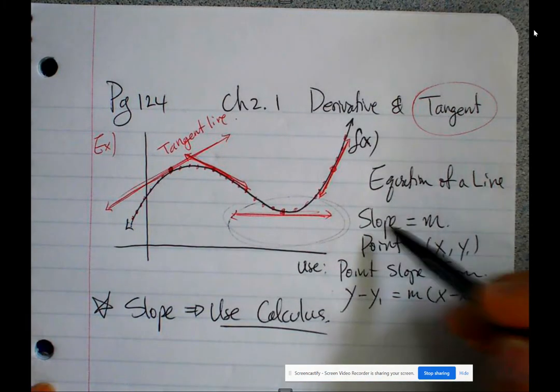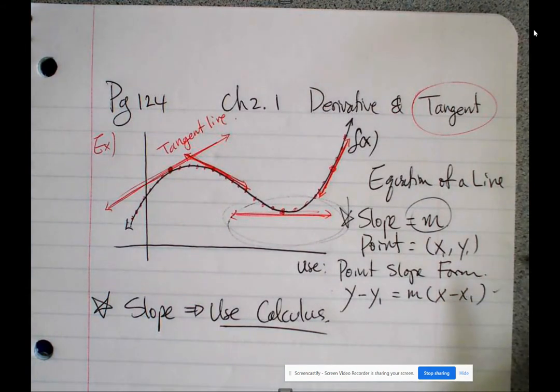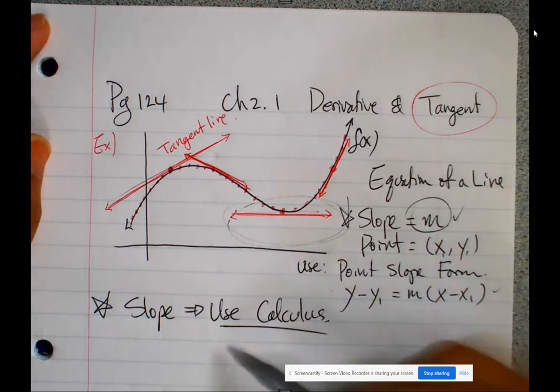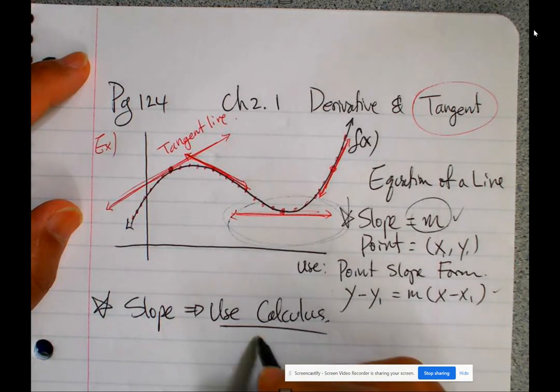So do you see this slope right here? The ordered pairs are easy. The points are given to you. To find the slope, we need to use calculus. What do I mean by calculus? We need to use limits.